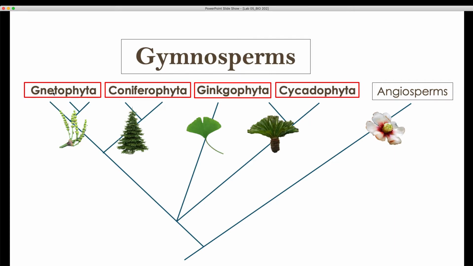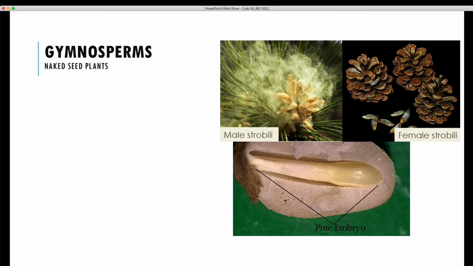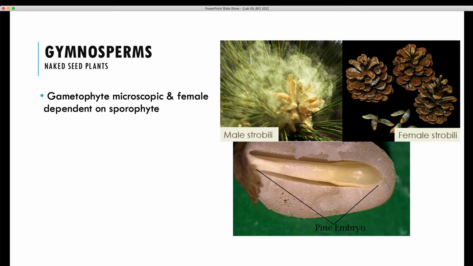So let's talk about gymnosperms. We're going to talk first about the Cnidophyta, then the Coniferophyta, then Ginkgophyta, and then Cycadophyta. Then evolutionarily, we'll get to the Angiosperms, which are much more complex. So gymnosperms in general, like I mentioned before, are naked seed plants. We have gametophytes that are microscopic, and the female gametophyte is dependent on the sporophyte. So what that means is that these female cones, which house the eggs, actually have to grow off of the giant tree, which is the sporophyte, right?